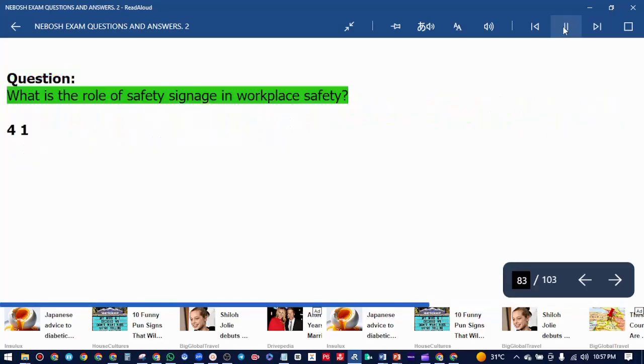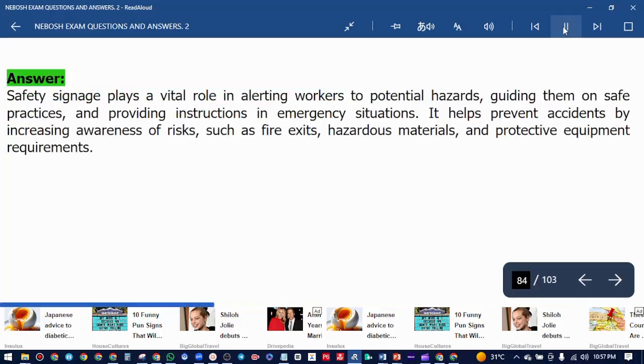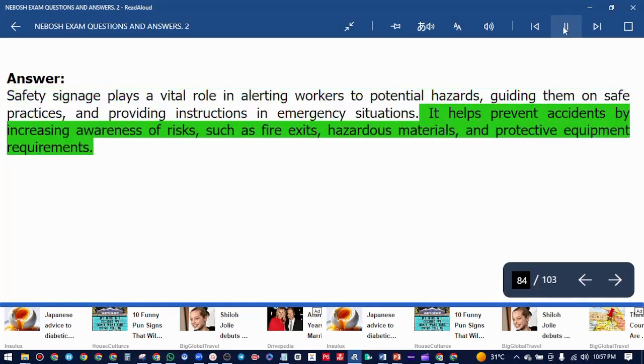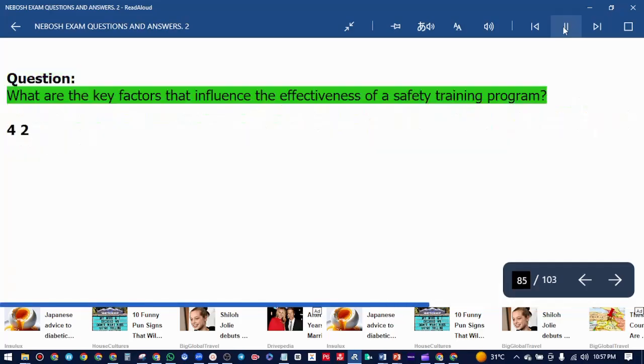Question. What is the role of safety signage in workplace safety? 41. Answer. Safety signage plays a vital role in alerting workers to potential hazards, guiding them on safe practices, and providing instructions in emergency situations. It helps prevent accidents by increasing awareness of risks, such as fire exits, hazardous materials, and protective equipment requirements. Question: what are the key factors that influence the effectiveness of a safety training program?